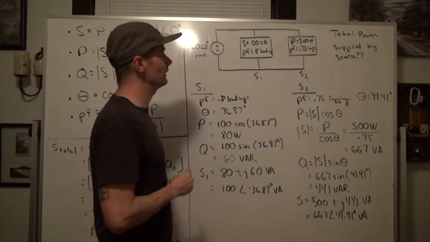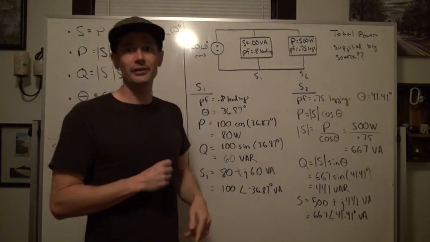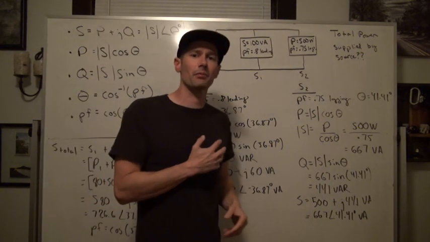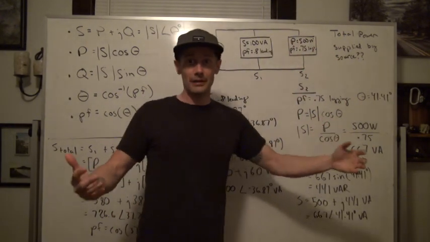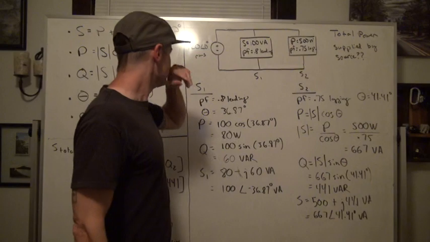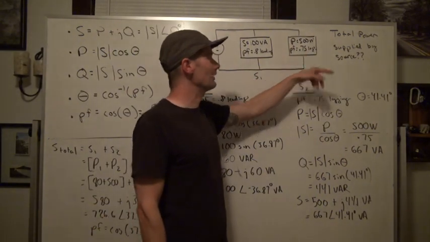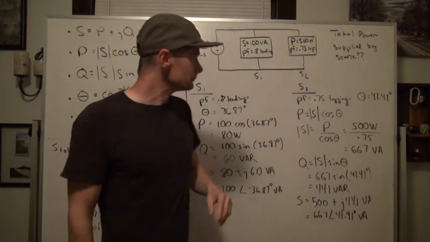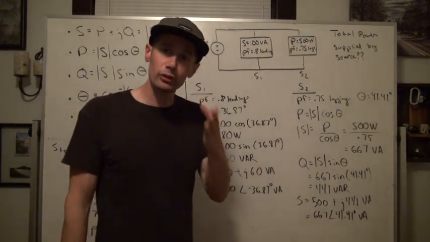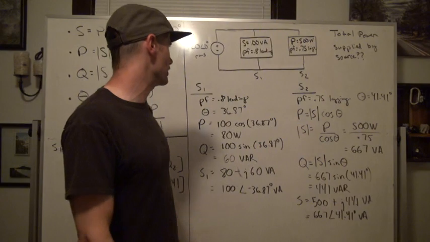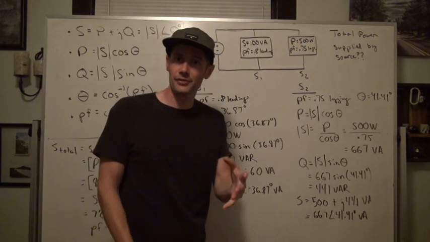Let's take a look over here at the second one. Now this one's a little bit different because we're going to be working backwards with what we have. So here we just have the real power. Real power is just 500 watts. The power factor is 0.75 lagging. So we know it's going to be inductive in nature, so it's going to be P plus jQ, not P minus jQ like we had down here in our first load.